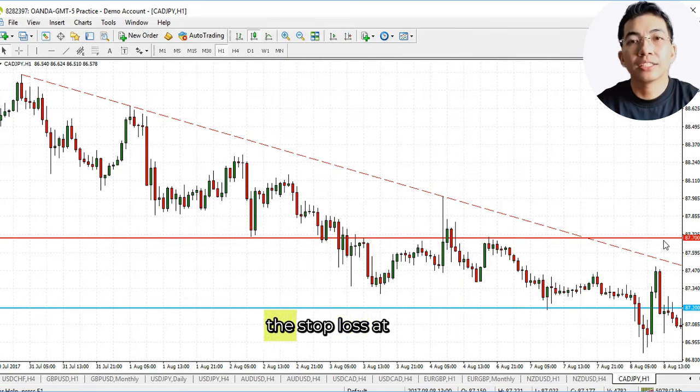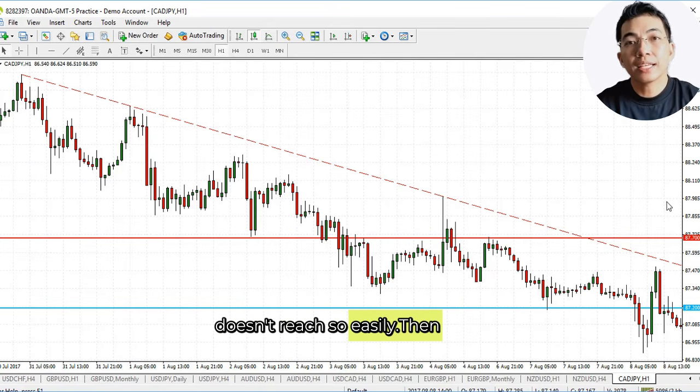First of all, place the stop loss at a level that the price doesn't reach so easily. For the past price action, I would say that the price was in a kind of sideways trend and the top price has been reached with this candle. That is quite far from my stop loss level. So definitely I would say that the stop loss is in an area that the price doesn't reach so easily.